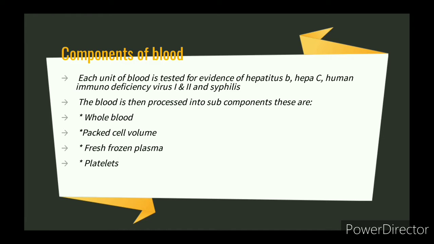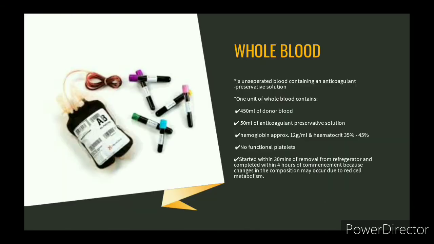Also, the blood is processed into subcomponents. These are: number 1 is the whole blood. Number 2, packed cell volume. Third one, fresh frozen plasma, and the fourth one is platelet. Next, we're going to discuss the whole blood first.